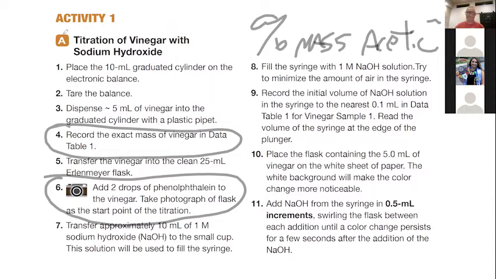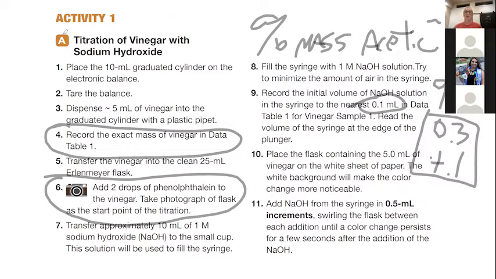So what we're going to do is record the initial volume of the syringe to the nearest 0.1 mils. Like if you don't get it to exactly 10, don't worry. Like if you start with a volume of like 9.7, or in this instance, like 0.3, that'll be your starting volume. And then whatever you finish your volume at, let's say you finish at 4.1 mils, just take the difference, and that'll be the volume of sodium hydroxide you added.